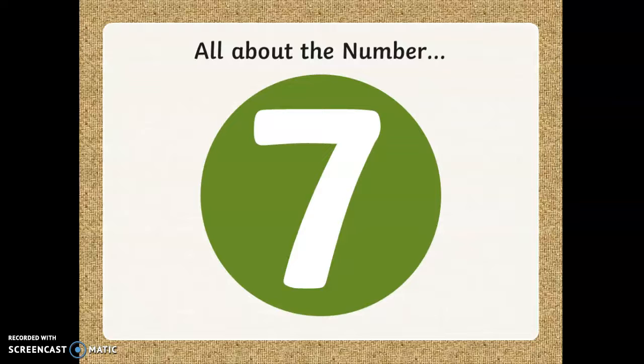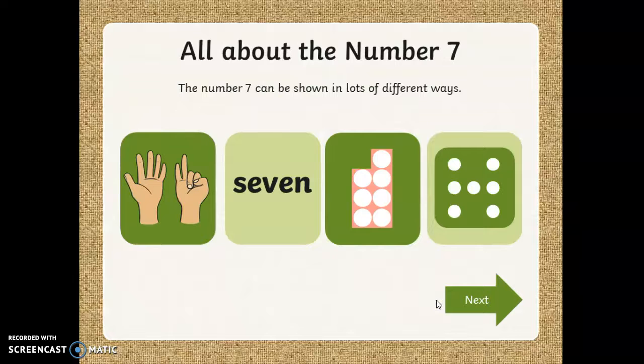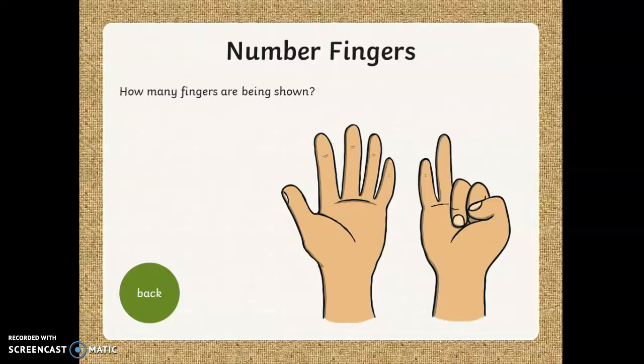Let's count. 0, 1, 2, 3, 4, 5, 6, 7. This is how we write number 7. Number 7 can be shown in lots of different ways. Like this, on our fingers: 5 fingers on one hand, 2 fingers on the other hand, 7.